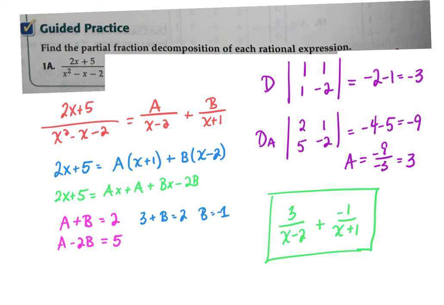So now that I know a, I'm going to just come over here and plug it in. 3 plus what equals 2? Well, negative 1. I subtract 3 from both sides, I get negative 1. So my a is 3, my b is negative 1. So I just plugged it back into this. 3 over x minus 2, negative 1 over x plus 1.